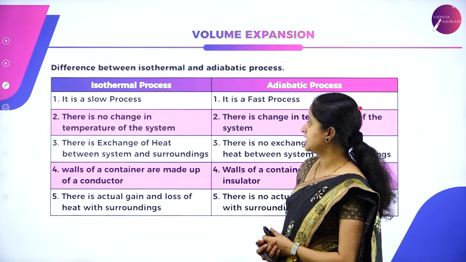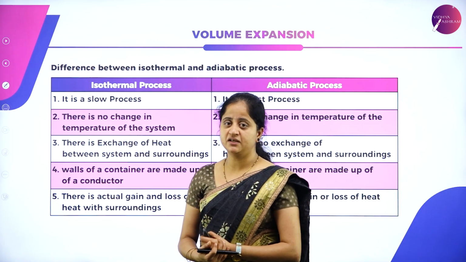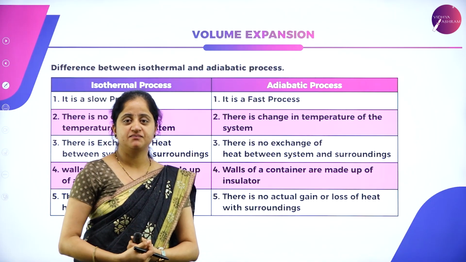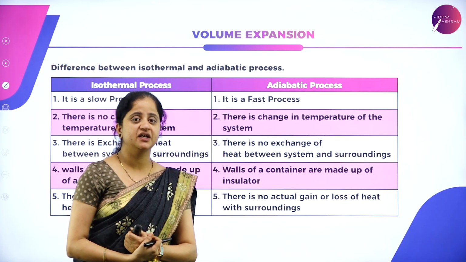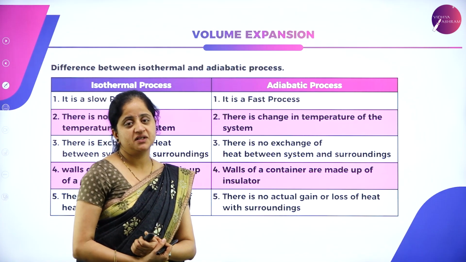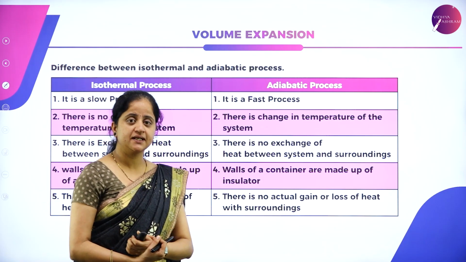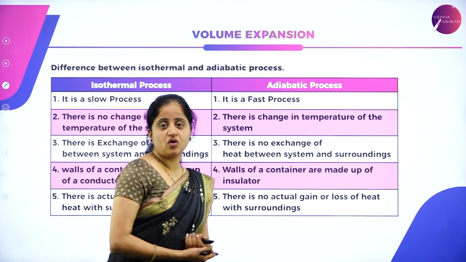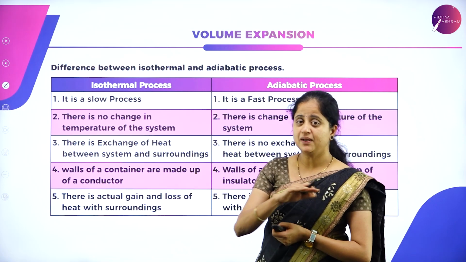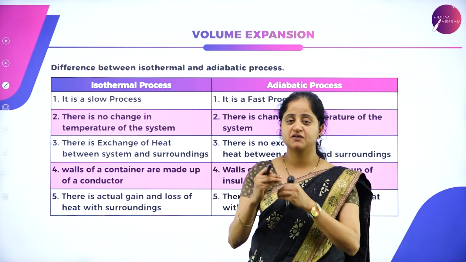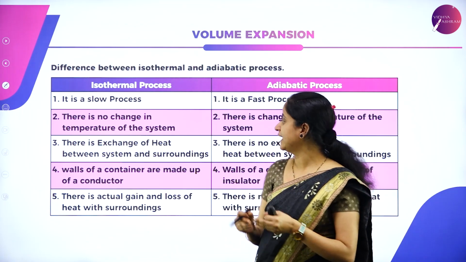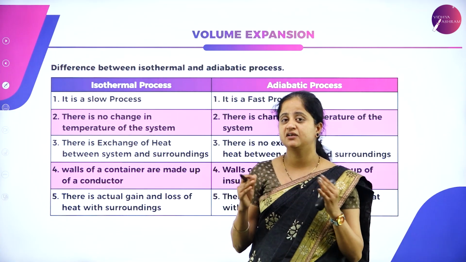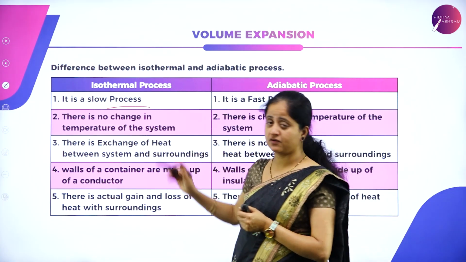Let us now differentiate between the two processes we have studied till now, that is the isothermal process and the adiabatic process. We know isothermal process means, iso means same, thermal is the term related to temperature. In isothermal process temperature remains constant, whereas in adiabatic process the heat energy remains constant, which is the basic difference. So in isothermal process, temperature must remain constant. To maintain constant temperature, the process must take place so slowly that the system gets enough time for exchanging heat between system and surroundings, and hence it is a slow process.